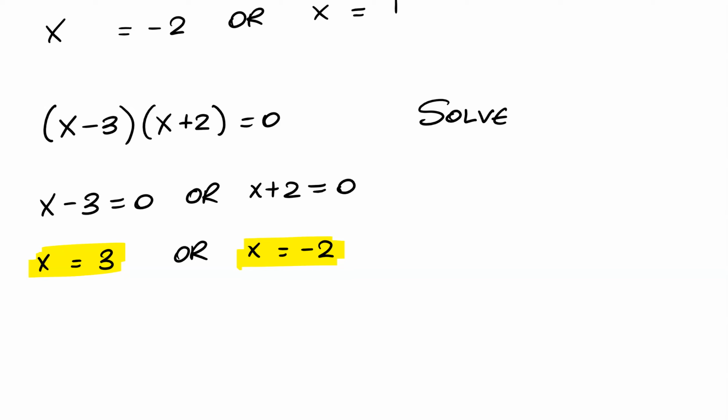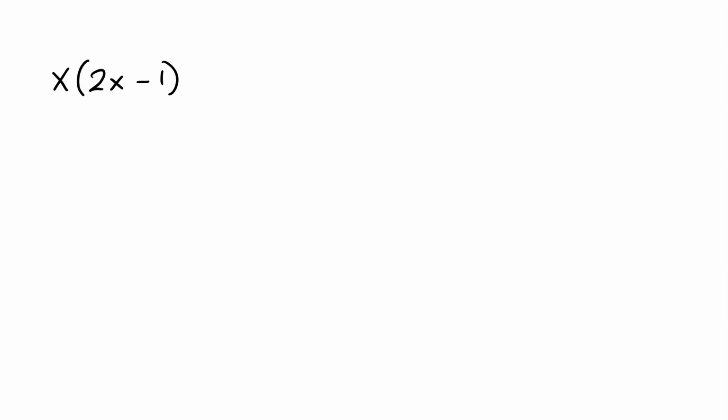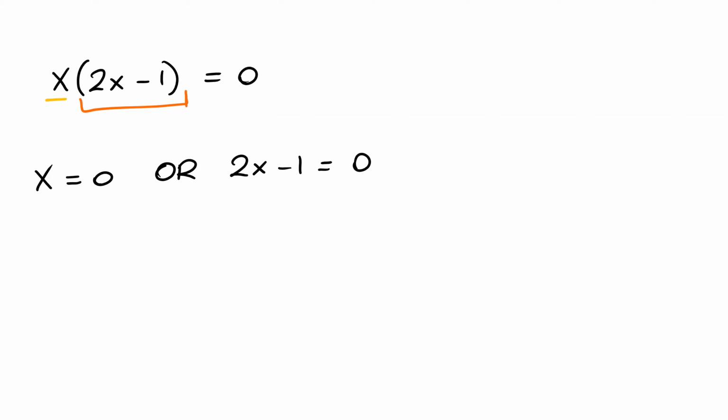Cool. Now, this is just really some basic examples. You might get some examples like this. You might have something like x bracket 2x minus 1 equals 0. Again, because we've got one bracket and just an x, you'll make this and this equal to 0. So you'll have x equals 0, or 2x minus 1 equals 0. Now this is already solved for us because x is equal to 0. We can't really rearrange or solve any further. So this is one of our solutions right here.